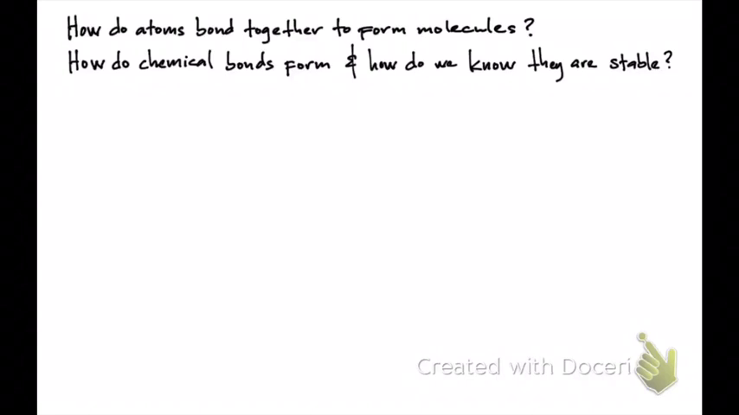So in this part of the chapter, you're going to learn more about chemical bonding and how atoms bond together in order to form molecules. So how exactly do atoms bond together in order to form molecules or compounds? How do chemical bonds form, and how do we know that they are stable?